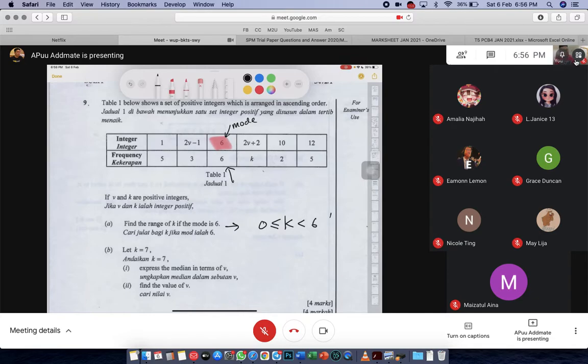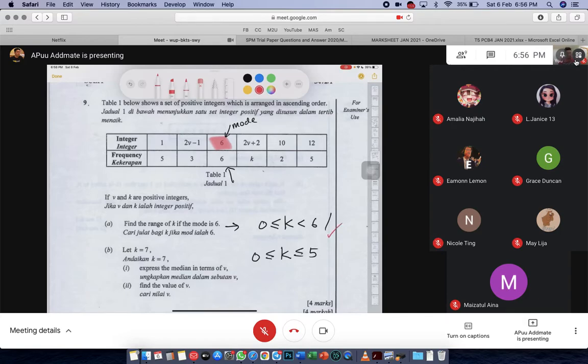Ataupun kamu nak tulis macam ni pun boleh. k, 0 and 5. Tapi you nampak, you perasan kan? Dia punya tanda tu berbeza. Okay? So kalau macam ni, 5 tu termasuk lah. Tapi yang ini maksudnya 6 tu tak termasuk. So sampai 5 saja. So anyway lah, whichever that you like, you can actually just write your range like that. So selesai. So that's question A, done.